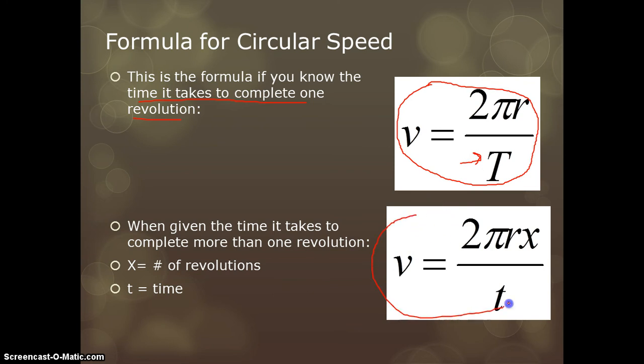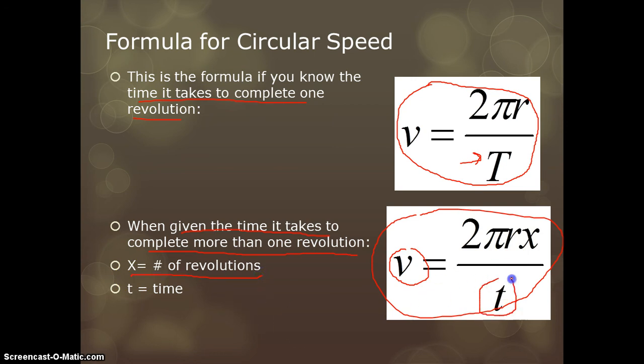Or you can use this one if you're given different information. If you're given the amount of time it takes to complete more than one revolution. So sometimes the problem will say something like, a ball is whirling in a circular path and it completes 10 circles in 10 seconds or something like that. That's more than one revolution. It doesn't give us the period. So in order to calculate the speed from that, we would use this formula where x is the number of revolutions that we're talking about.